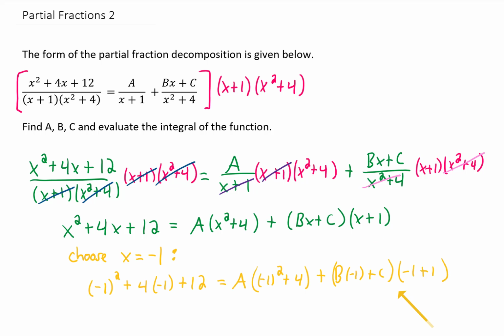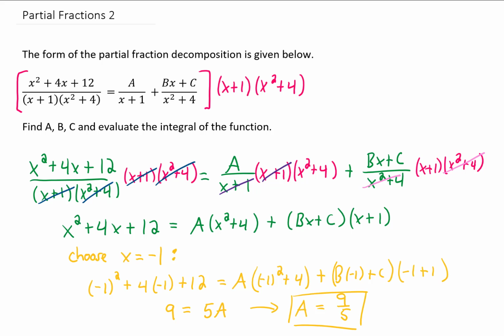Let's try it. On the left side of the equation, we get 9, I believe. And on the right side of the equation, the first term gives us 5 times a, and the second term is just going to give us 0. So really quickly, we have solved for a. If we divide both sides by 5, we get a equals 9/5. Okay, that's a great place to start.